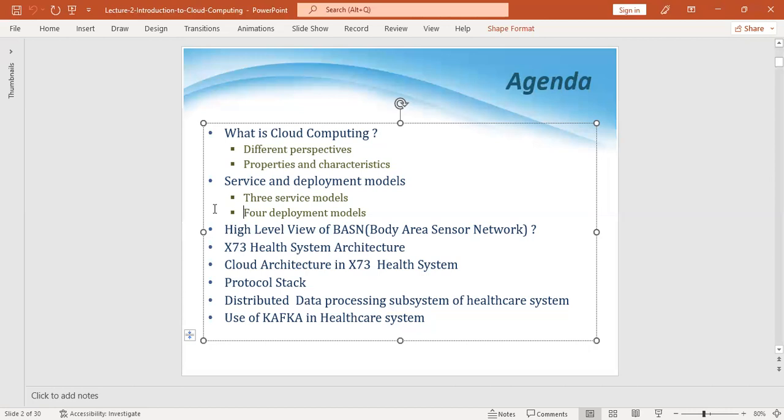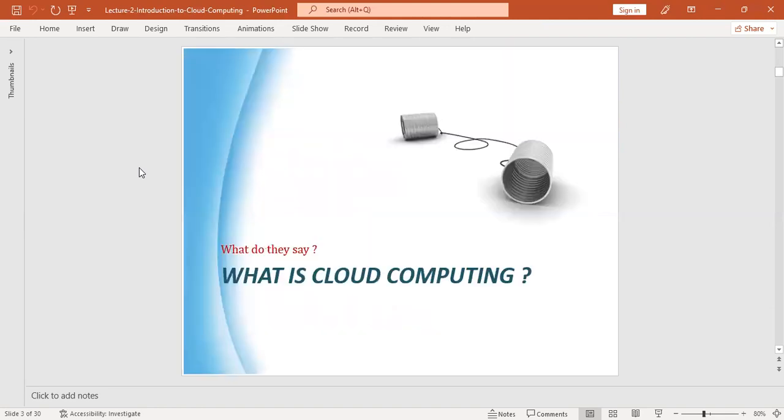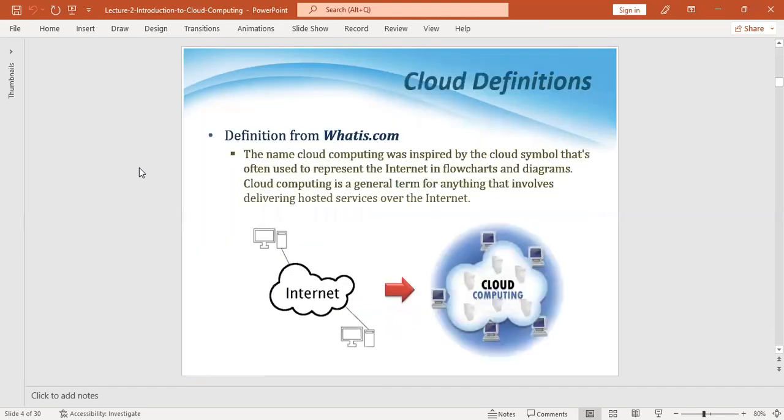And the last part will be covering a few technical things, what architecture is being followed if we want to deploy such a system in healthcare, and what is the protocol stack, what is a proper layer to layer protocol, what protocols are being followed in such a system. So this would be the complete outline that I'll be following in this whole presentation. So without wasting much time, let's cover a few very basic things like what is cloud computing.